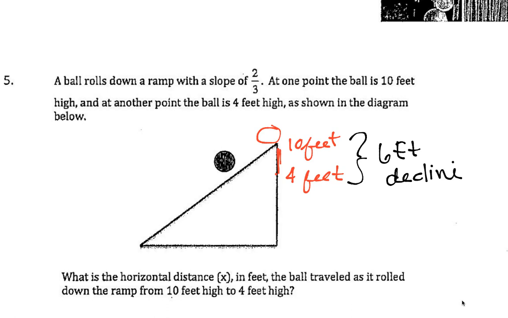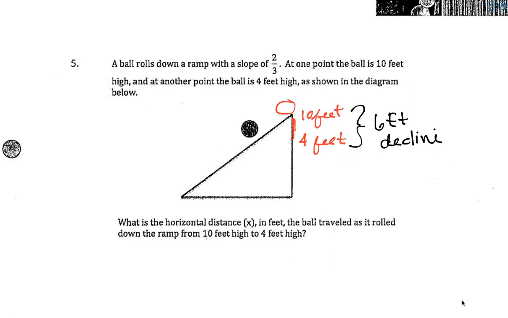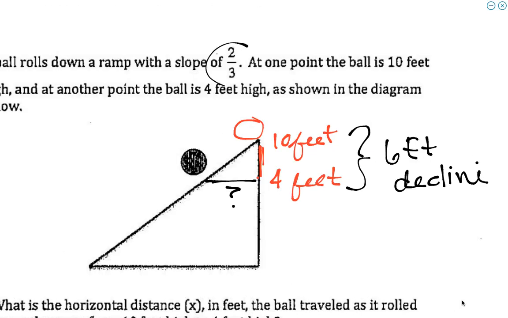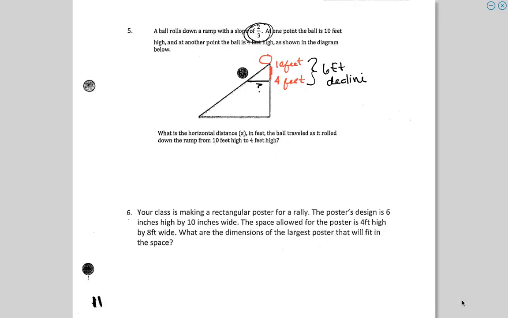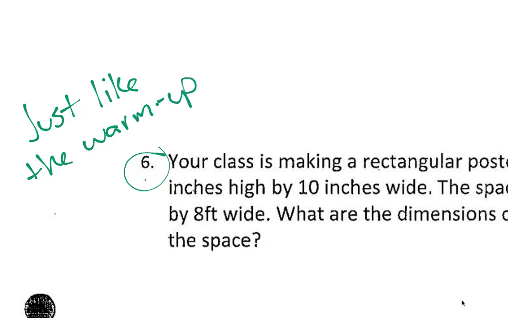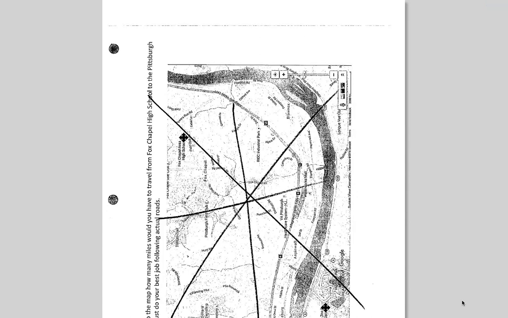We want to know, how far did the ball travel forward? If it went down 6 feet, how far forward did it go, if we know that it travels at that slope? Okay, so compare that to the skier problem. Number 6 is just like the warm-up. And then you can skip that map problem.